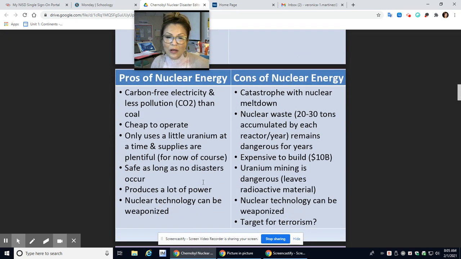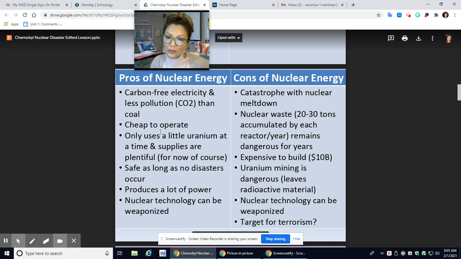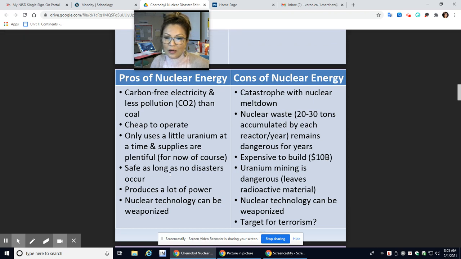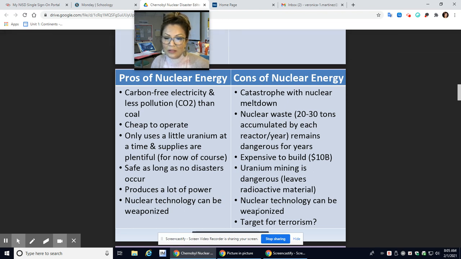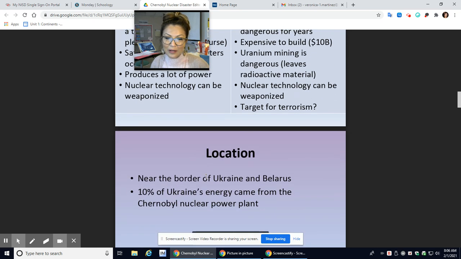So here's a better list of what would happen. It is cheap to operate, but it's expensive to build. 10 billion. Safe as long as no disasters occur. Uranium mining is dangerous and leaves radioactive material. Nuclear technology can be weaponized and is a target for terrorism. So there are a lot of pros and cons, and let's talk about that in class today.